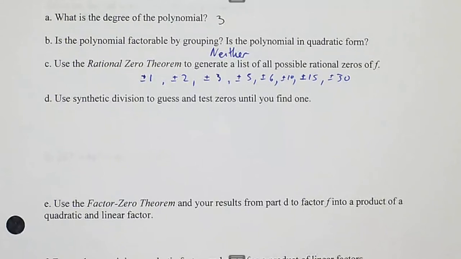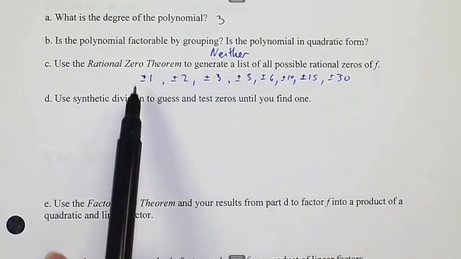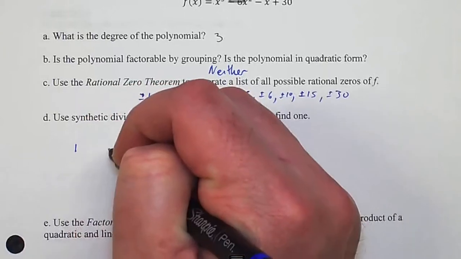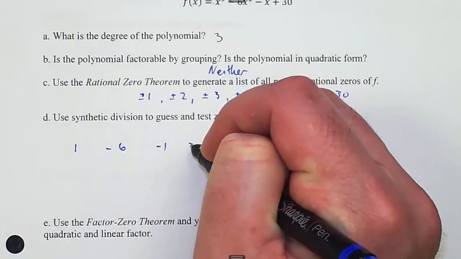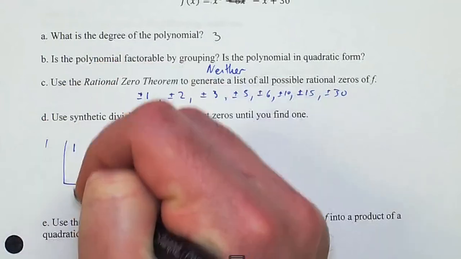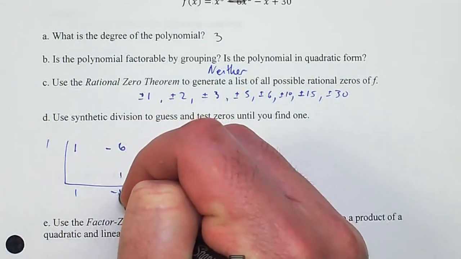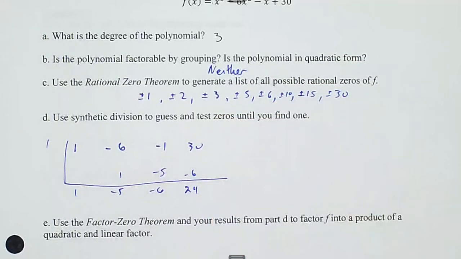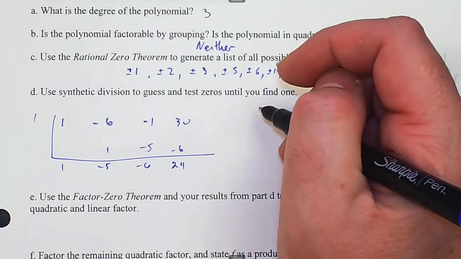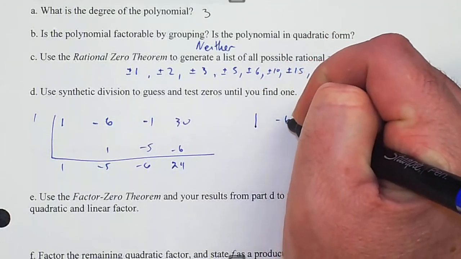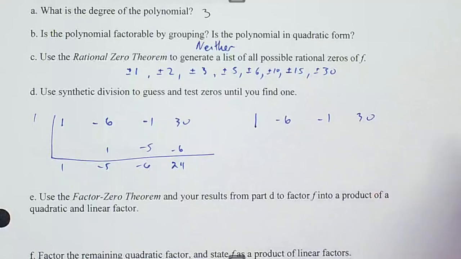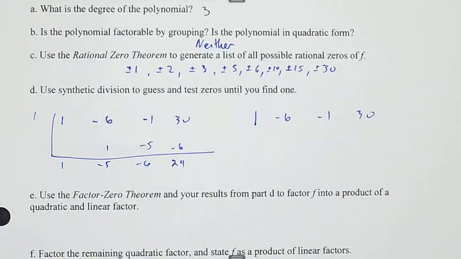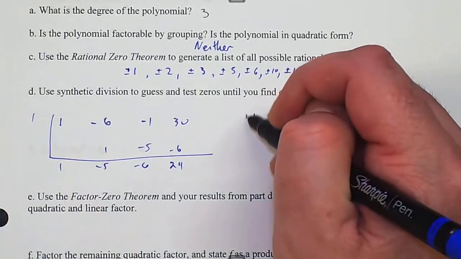But 30 cubed is a big number, right? That's a big number. So it's probably somewhere over here. Let's try 1. The answer is not 1. It's not 3. It's not 5 either. It's not negative 3. I'm going to try 2.